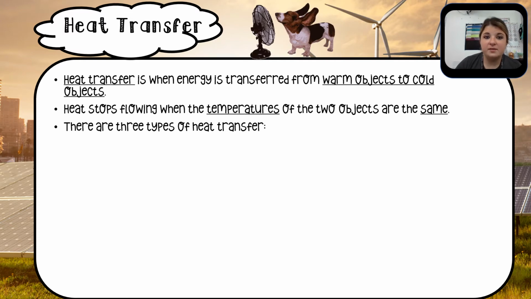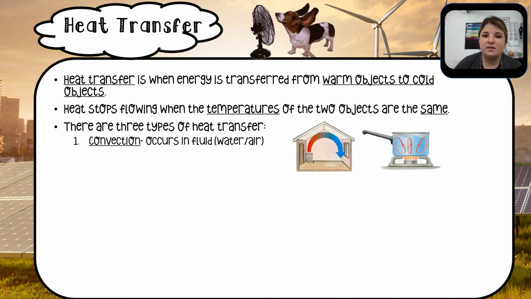There are 3 different types of heat transfer. The first one is convection, and this occurs in fluid like water or air. So you may notice that if you've ever slept in bunk beds, if you're on the top bunk, you may get a lot warmer than if you're on the bottom bunk. That's because the hot air or water rises, and then once it cools off, it sinks back down and heats up again. So if you'll notice the little picture of the house that has the heater, the hot is rising, cold is sinking. Same thing happens when you boil a pot of water.